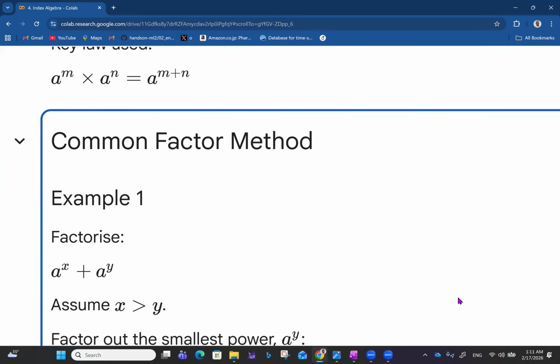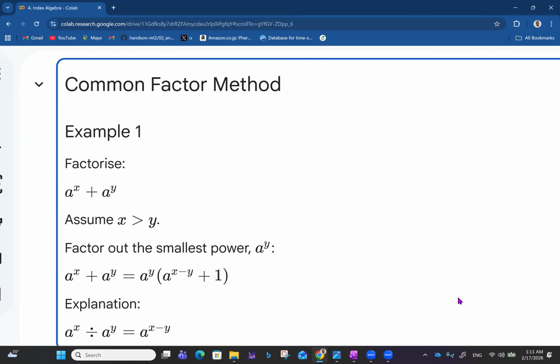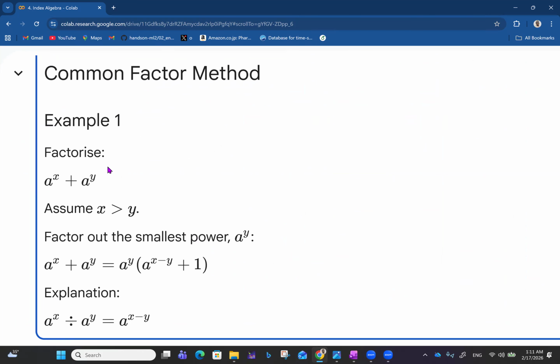So imagine a common factor method. We have this example one now. If you need to factorize a raised power x plus a raised power y, what matters is the values of x and y, because of course the bases are already the same, so we don't have much to do with that. But the power is really important. If x is greater than y, that means y is smaller than x, right? So what we need to do is factor out the smallest power, which is a raised power y, because they have the same base. If a has the smaller power, it means a raised power y is smaller than a raised power x.